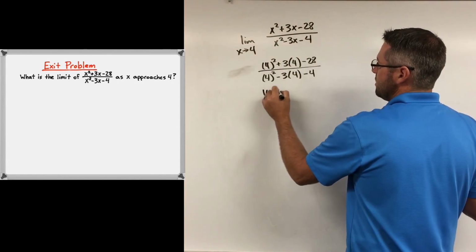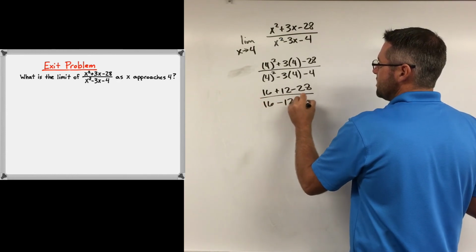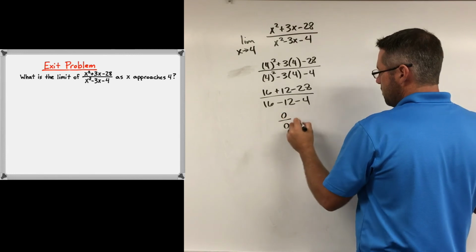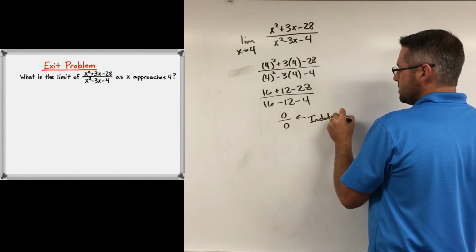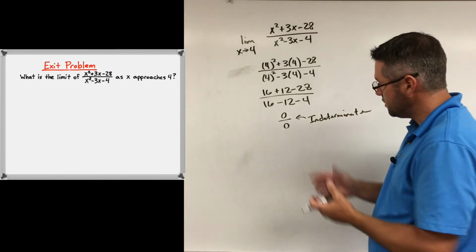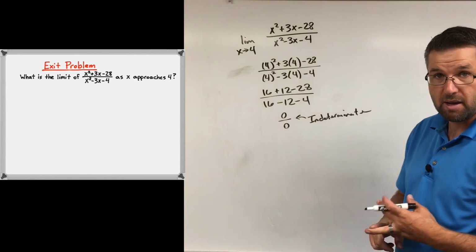All right, 16 plus 12 minus 28 on top, 16 minus 12 minus 4 on the bottom. That's 28 minus 28 is 0 over 0. We call that indeterminate. Now, what are our methods? Our methods are substitution. That didn't work for us. So we try factoring or multiplying by conjugates.